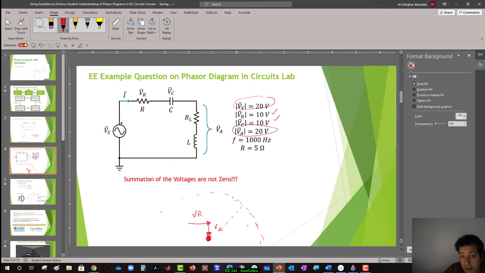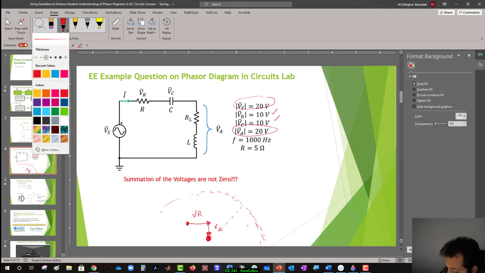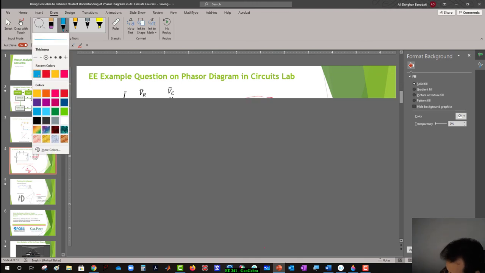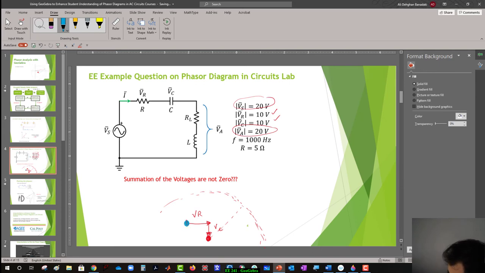So that all these points represent the same magnitude, which should be 20 volts. And then I can consider this starting point, which would be my starting point of VS, and make another circle with this radius, with the radius of 20 as well. And I find where these two circles cross each other. That point would be my result.